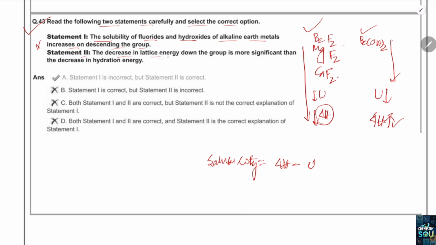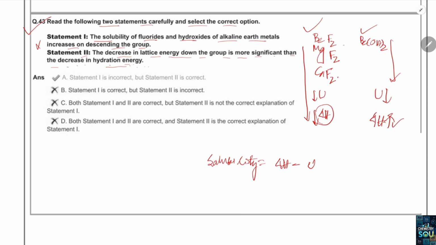Second statement, the decrease of the lattice energy down the group is more significant than the decrease of the hydration energy. That is true. The decrease of the lattice energy down the group is more significant. Yes, that is more significant than the decrease of hydration energy.